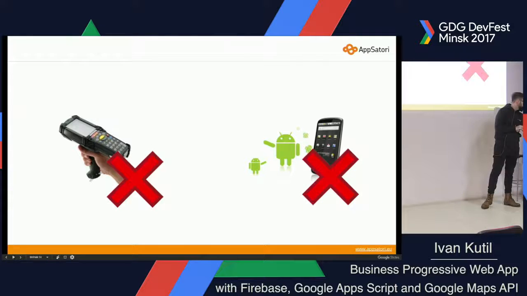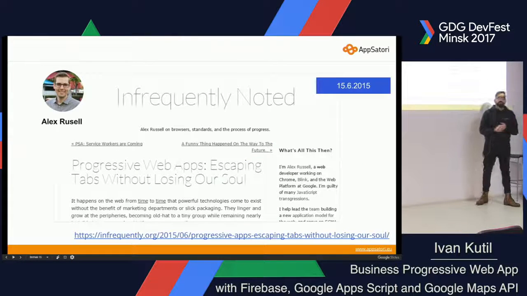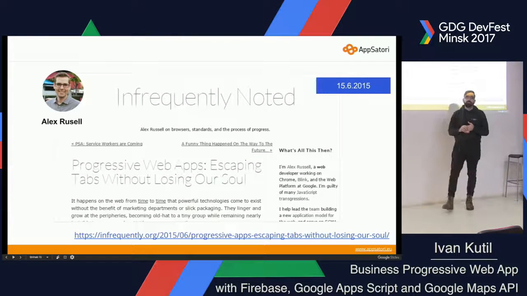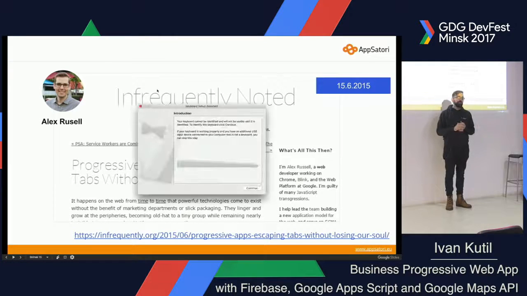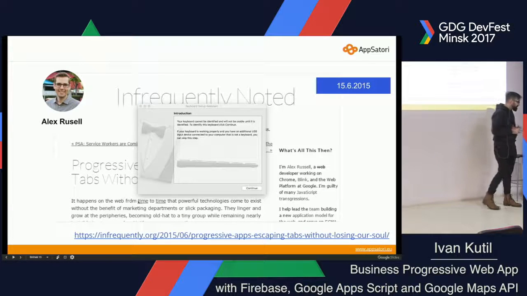At the same time, I had read an article by Alex Russell, who works at Google, and he wrote about the progressive web app, and I said, wow, it looks interesting.